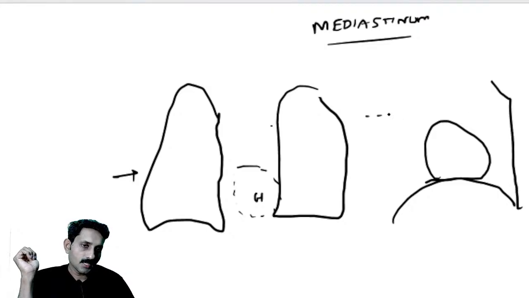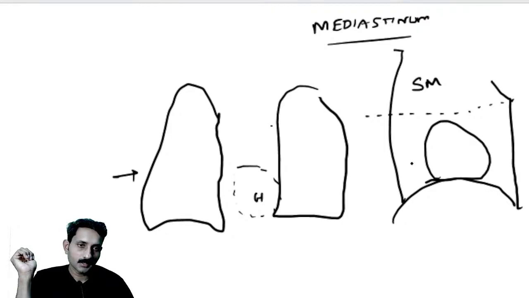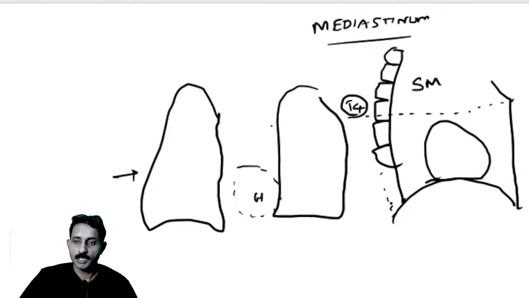Now if you draw an imaginary line at the sternal angle, the part above this line is called the superior mediastinum. What will be on the back? That will be the vertebra. So this is nothing but the vertebra. The sternal angle will be at which vertebral level? T4 level. It will go down to some vertebra, maybe up to T12.